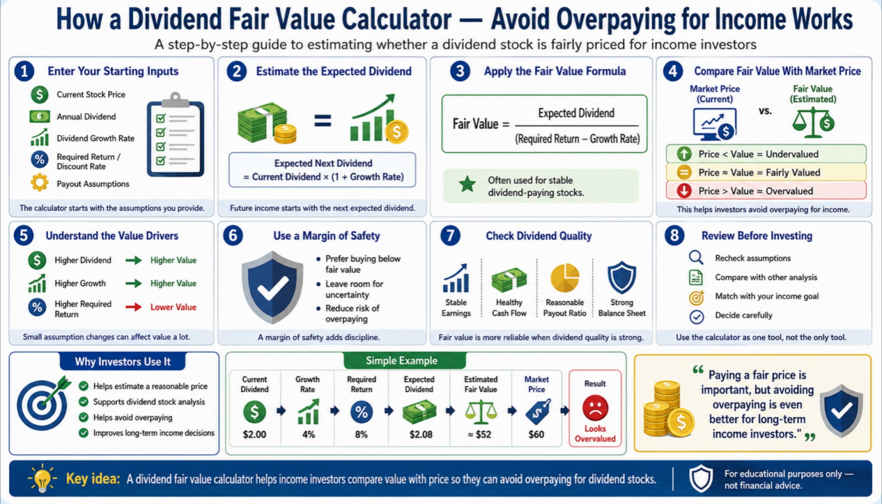For example, a stock may have a current dividend of $2, a growth rate of 4%, and a required return of 8%. In that case, the expected dividend may be $2.08, and the estimated fair value may be around $52. If the market price is $60, the stock may look overvalued, which means the investor may be paying too much for the income stream. So, the key idea is simple.